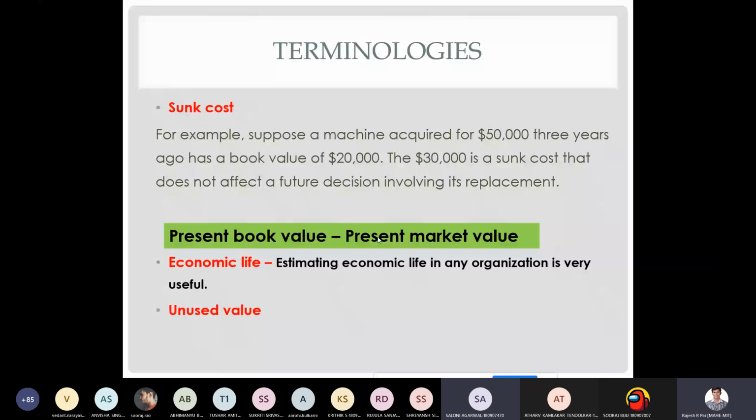So present book value is nothing but the value of the asset measured by the organization every year, and the same value is entered in the book of accounts where you have balance sheets. So that is the book value. But market value is the value of that particular asset which is available in the market. It can be more or it can be less. Okay, so that difference is called the sunk cost.